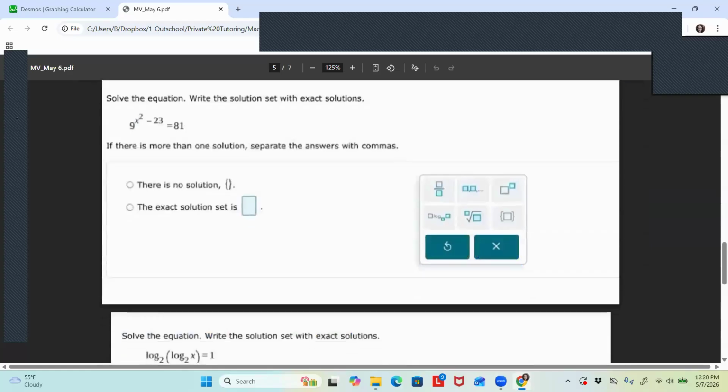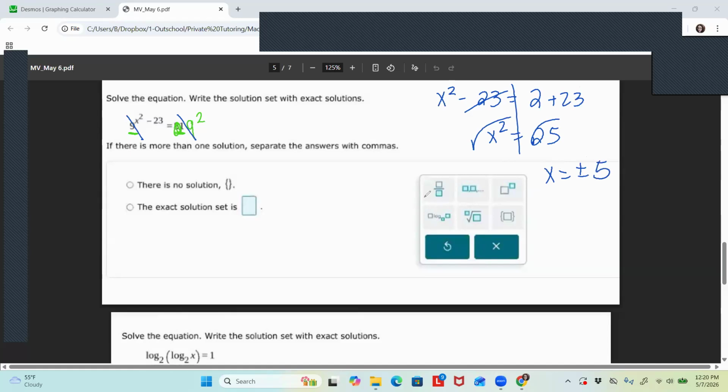Solve the equation. This one, we can actually change the base. So 9 and 81. Well, you know 81 is 9 squared. Now, once the base is the same, x squared minus 23 is 2. Solve. Adding 23, x squared is 25. Take the root. x is plus or minus 5. Two answers: 5 and negative 5.